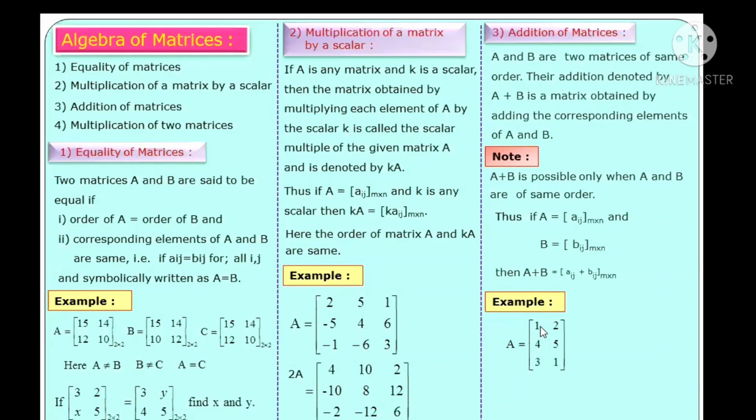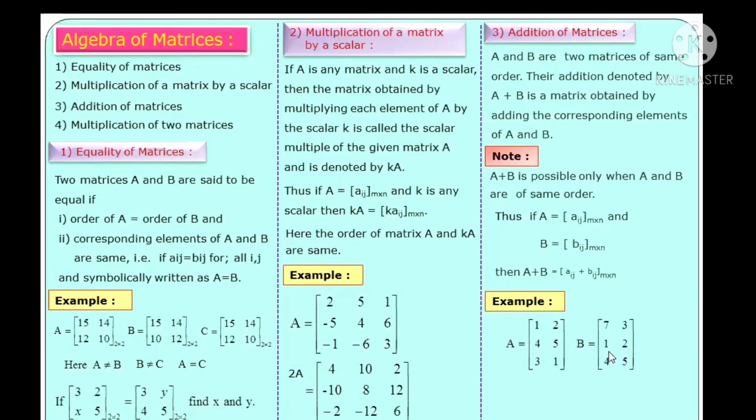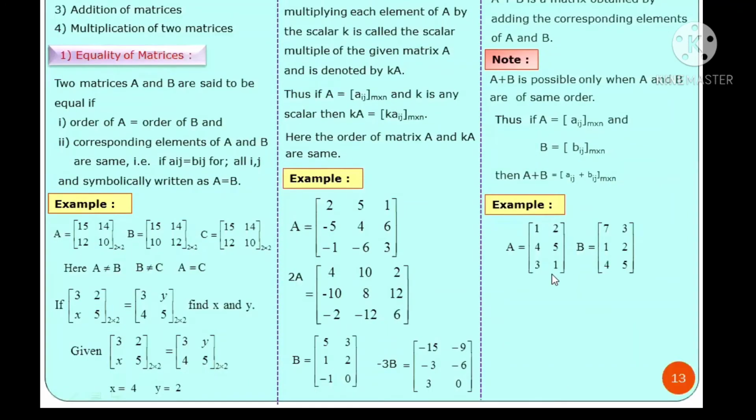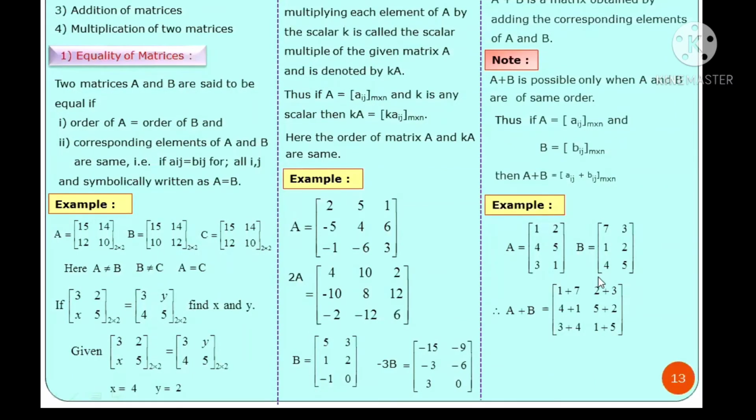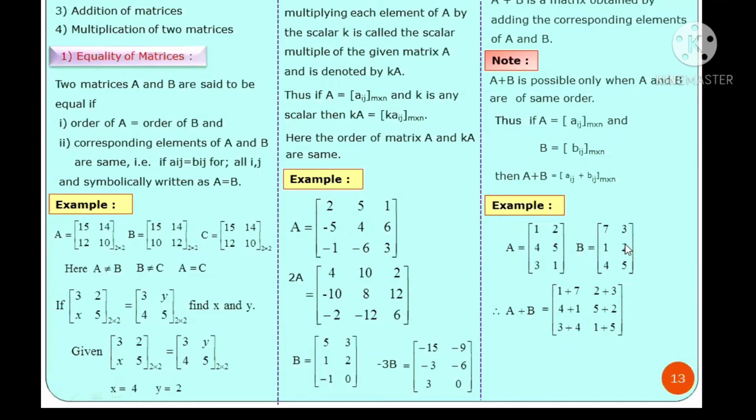Matrix A, elements in first column 1, 4, 3, second column 2, 5, 1. One more matrix B, first column 7, 1, 4, second column 3, 2, 5. To add these two matrices, let us check the elements. First element 1 plus 7. Second element 2 plus 3. Next row 4 plus 1. Next element 5 plus 2. Third row 3 plus 4 and last 1 plus 5.